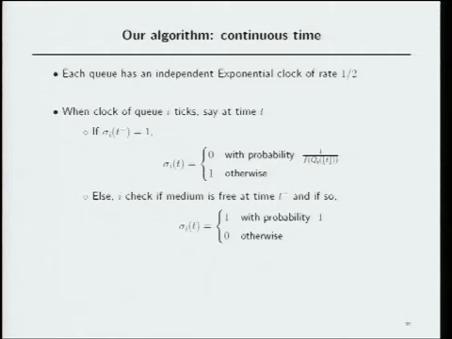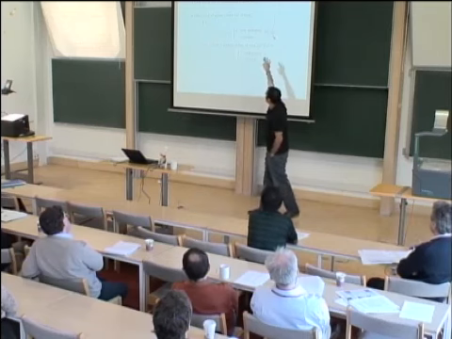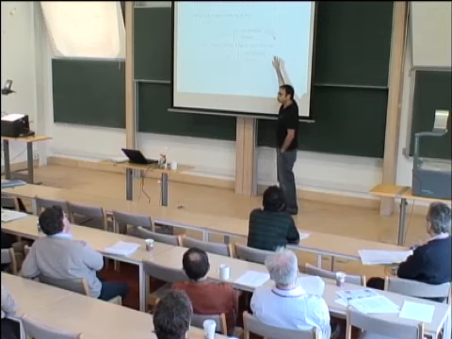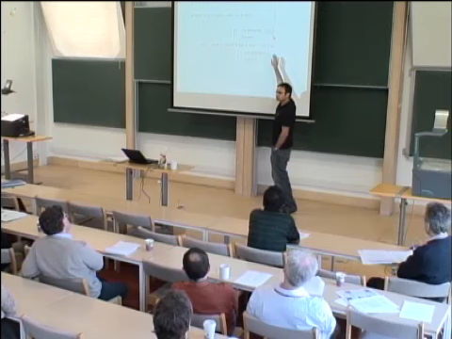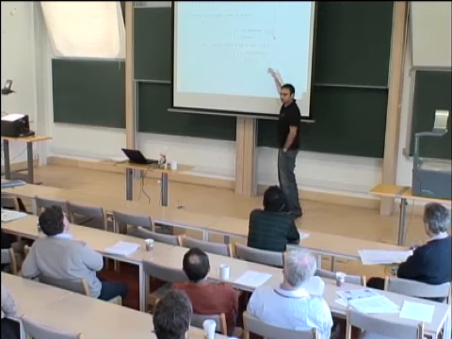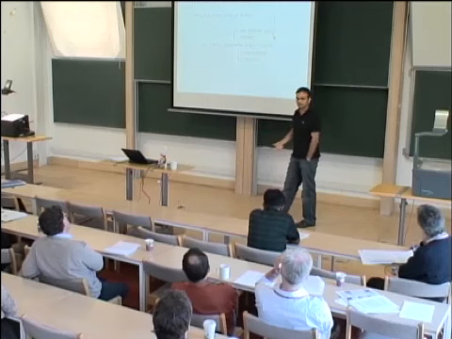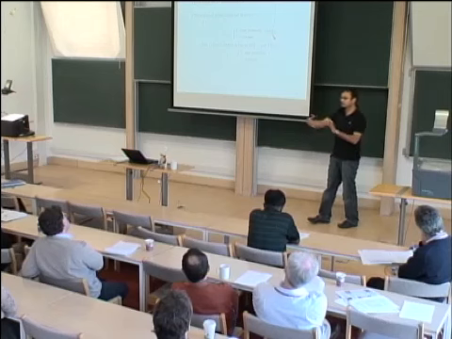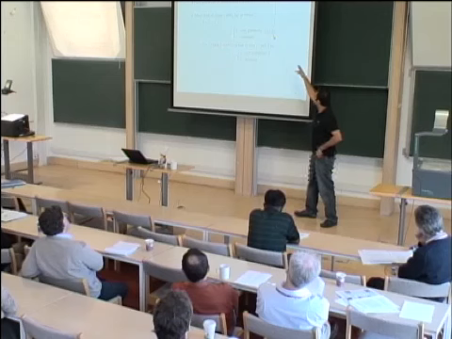Here, each node has an independent exponential clock of rate half. It says that once in 2 time units, the node's clock is going to tick. When a node's clock ticks, it does the following. It first looks at its own decision: what was it doing just before? If it was transmitting, then it will decide to continue with high probability, or it will leave the medium with probability 1 over a function of queue size. This makes sure that on average you're keeping the medium for f of q amount of time.